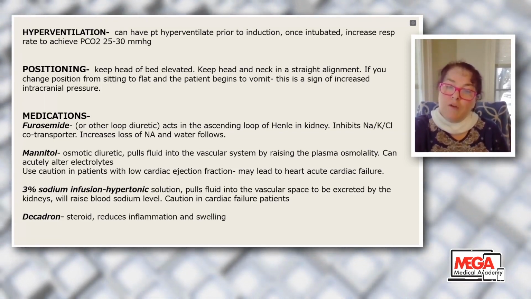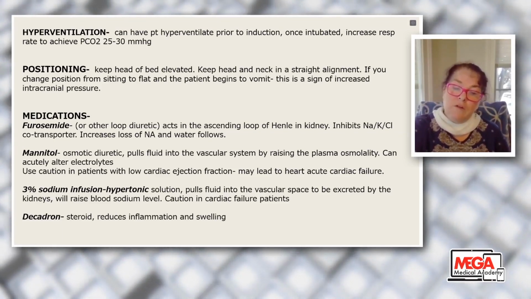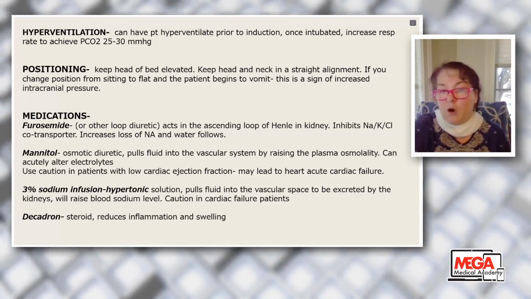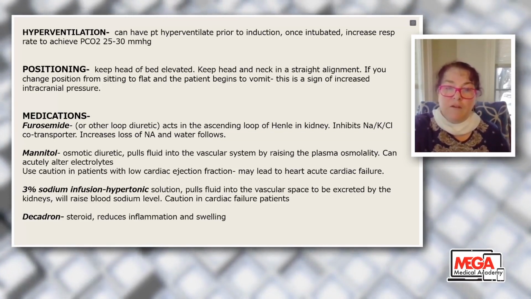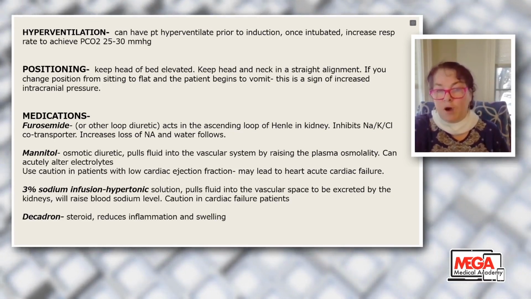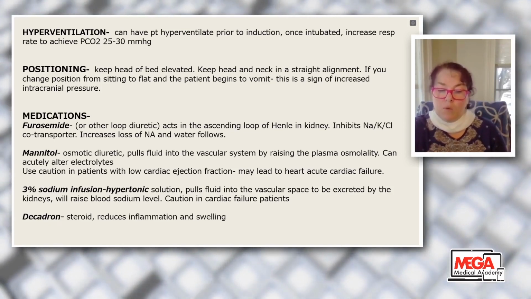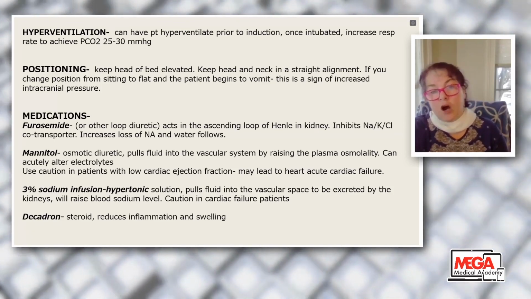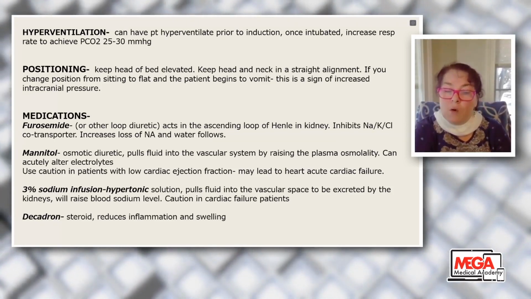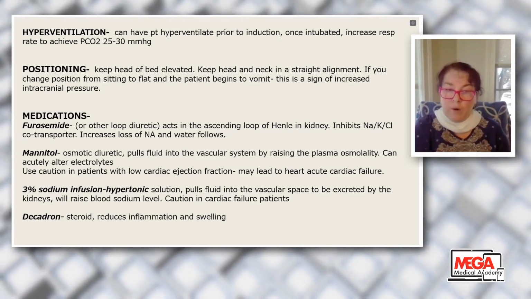You also want to use some caution with mannitol in patients with low ejection fractions, because as it pulls the fluid into the vascular system abruptly, this may lead to acute heart failure because these patients already have a low ejection fraction, and now it's almost like you just give them a big bolus of fluid. Same with 3% sodium infusion, this hypertonic solution. It pulls fluid into the vascular space to be excreted by the kidneys. It will raise your blood sodium level, and also you have to be cautious with cardiac patients, basically. And Decadron is a steroid. It reduces inflammation, and it's believed to decrease the swelling around brain tumors.